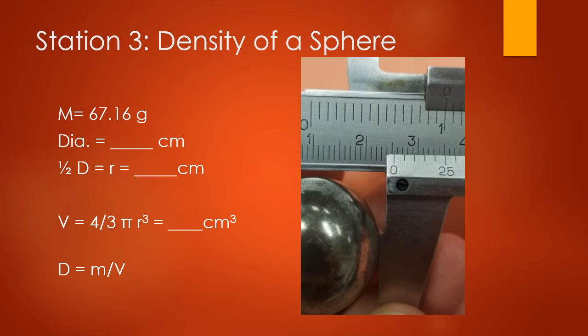Next, station 3, we're going to calculate and identify the material that the sphere is made out of. So with the sphere, first, the mass of the sphere, 67.16 grams. Next, you need to measure the diameter. And I have that measured in the photo off to the right. So you will use that picture to determine the diameter of the sphere. Once again, remembering to take the measurement from this 0 dash mark.